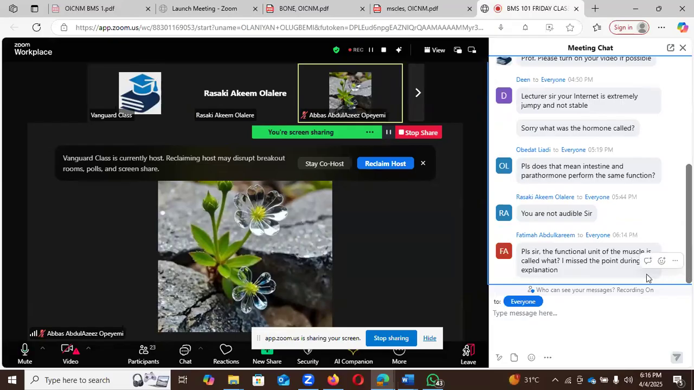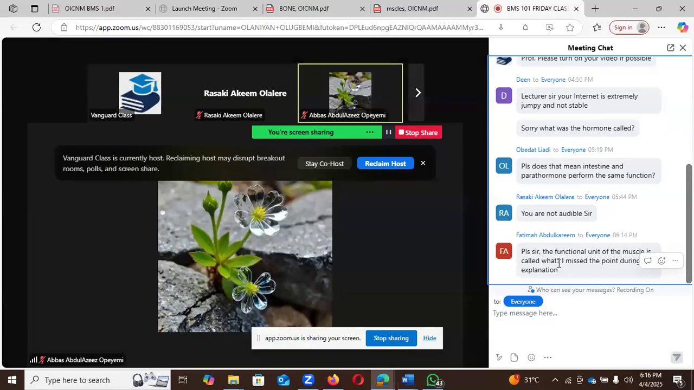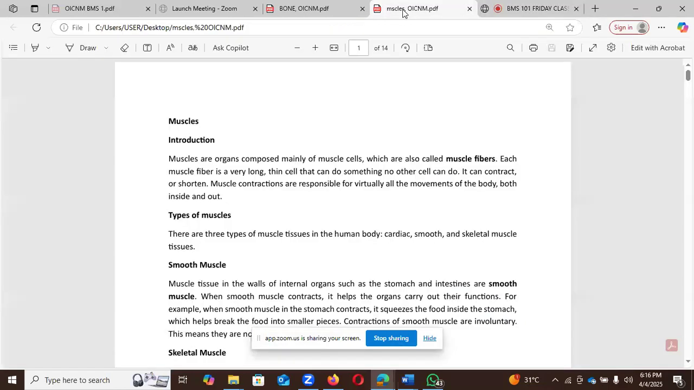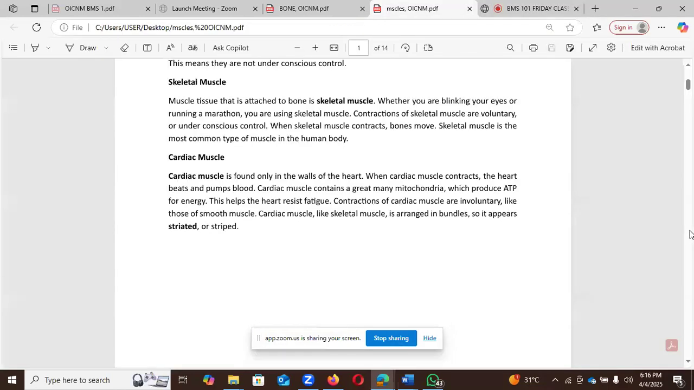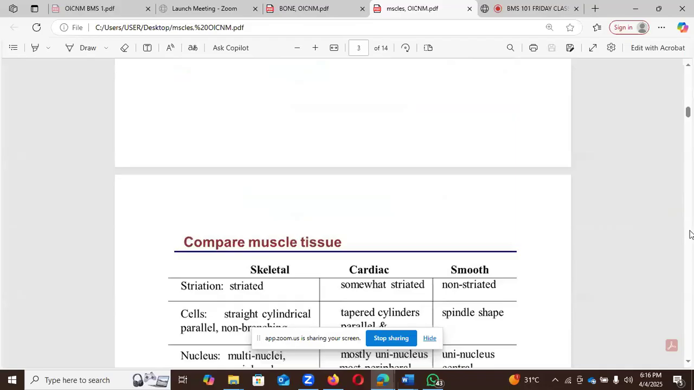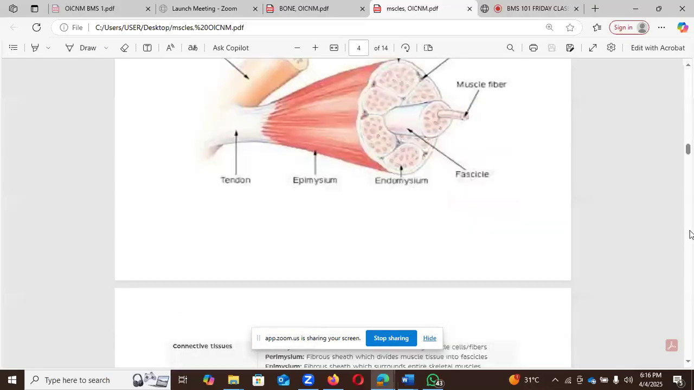Okay, please, sir. The functional unit of muscle is called what? Okay. The functional unit of muscle is called myofibri. Let me show you. The functional unit of muscle is called myofibri.